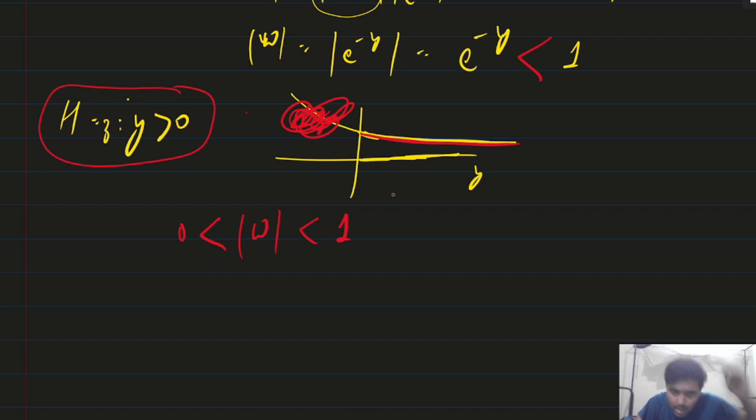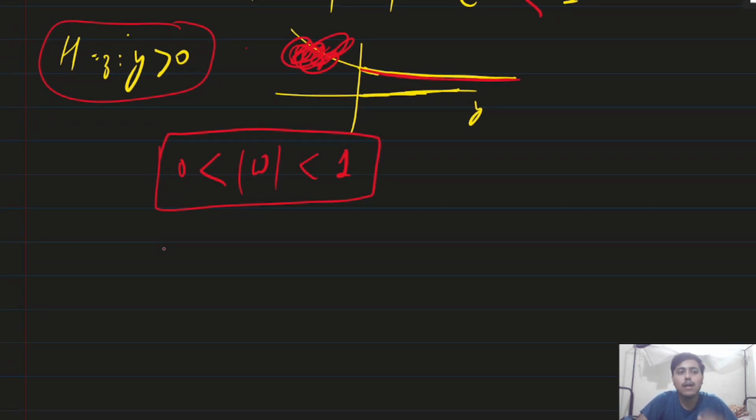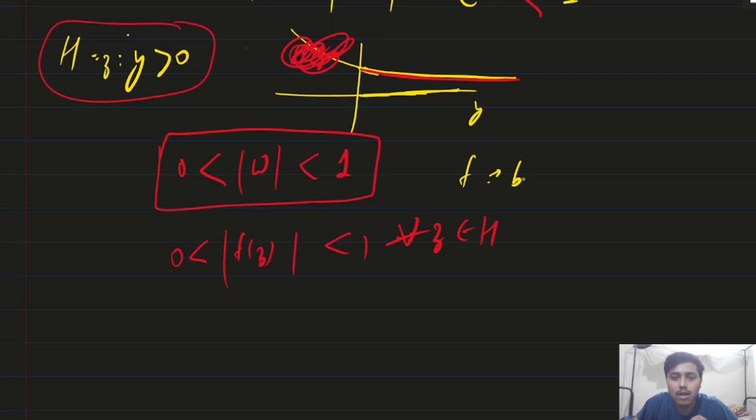This graph is not going below the x axis now. So our inequality comes out to be this: whenever we put a value from H into our function, we get the modulus of f(z) less than 1 and greater than 0. This is happening for all z belonging to capital H. So from here we can say that the function is bounded for all values of H, meaning f(H) is bounded.